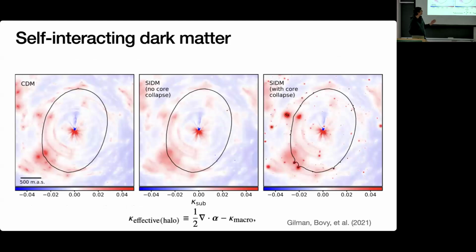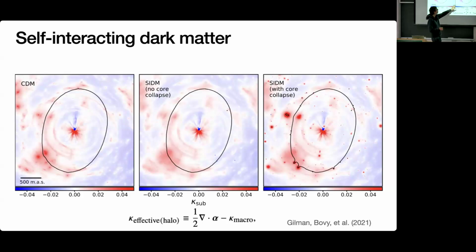And so we did some simulations with Daniel Gilman, who was a postdoc here until last year or so, now he's in Chicago, of what you expect in terms of gravitational lensing signatures in these models. In CDM in general, the subhalos are low density enough that they don't strongly change the critical curve. So you just get minor changes to the magnification and they're observable, but they're not enormous.